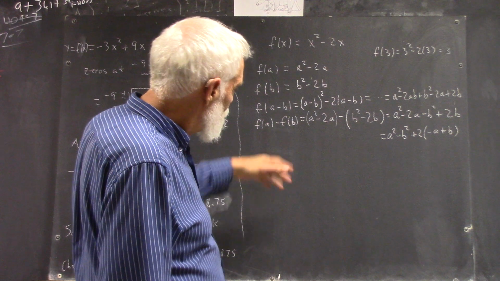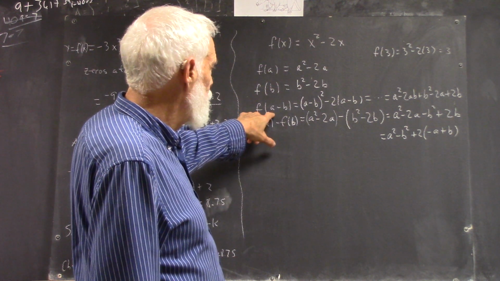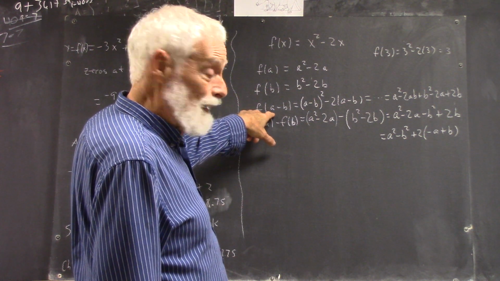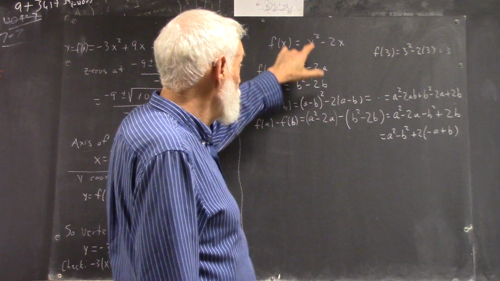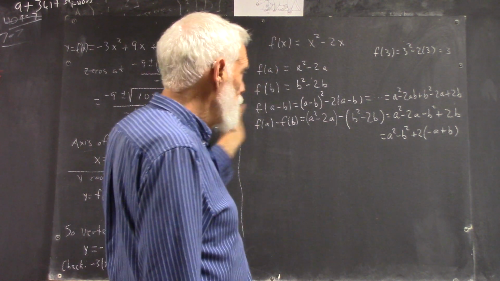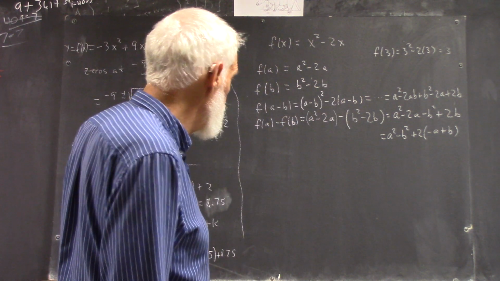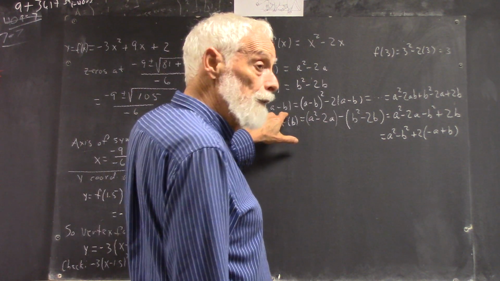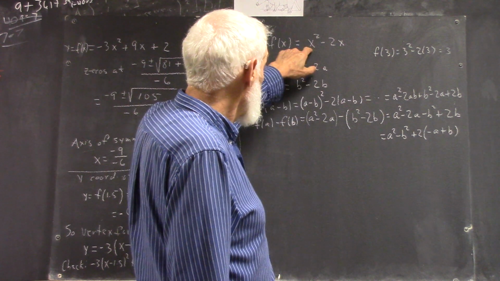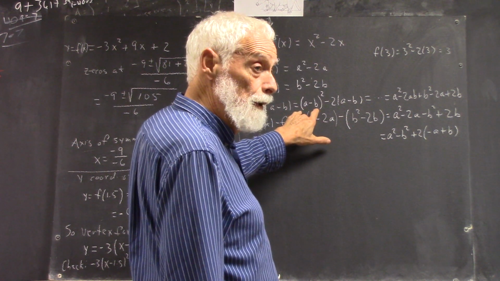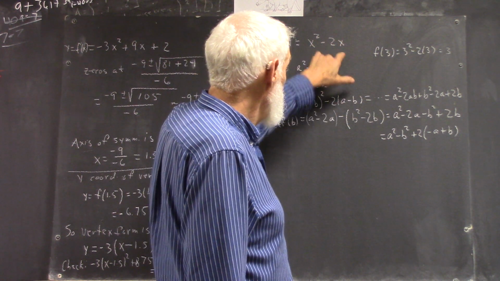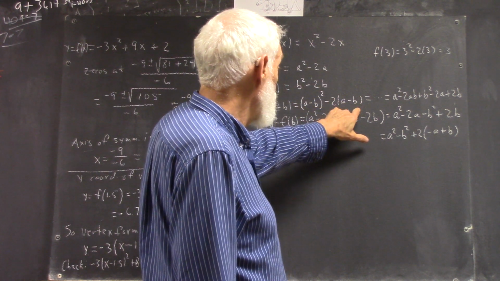Then, I have a little trouble with this. F of a minus b, well, we're replacing all the x's with a minus b. We don't have to do any arithmetic with that. We just plug it in. Then we can do a little algebra if we need to. But we just replace every x by a minus b, so that x squared becomes (a minus b) squared, and negative 2x becomes minus 2 times the quantity a minus b.